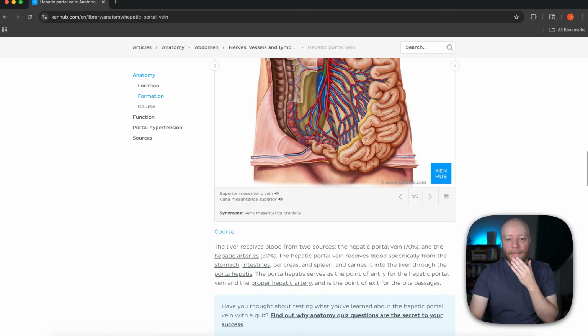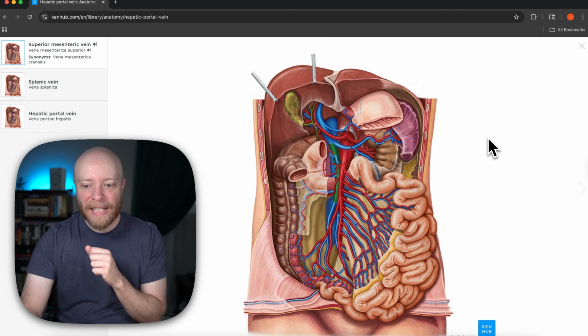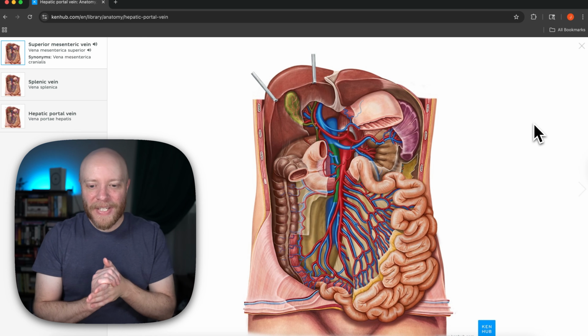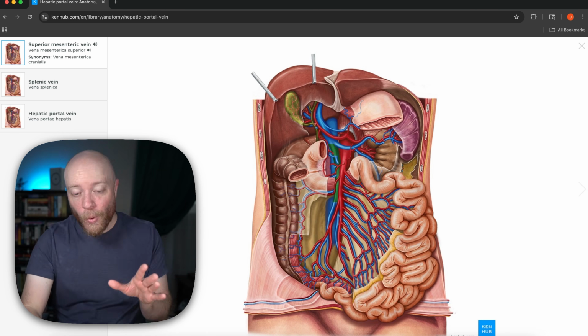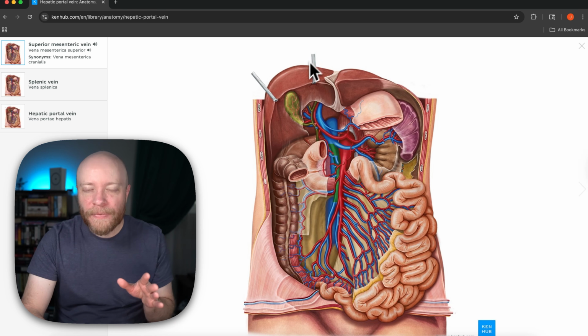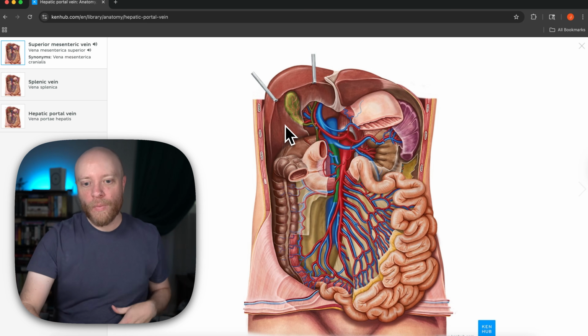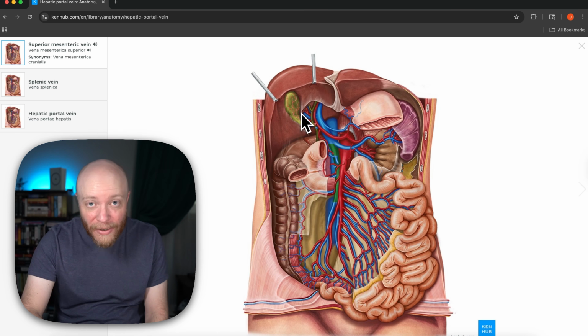But I'm going to go ahead and scan back up here, and we're going to look at some of our atlas images. I'm going to hit this magnifying glass icon. It's just going to make it easier to see everything, and there is a lot to see here. Just to orient you, we've cut a portion of the liver and then we are reflecting it upwards. And what that allows us to see is the underside of the liver. You can see the gallbladder here.